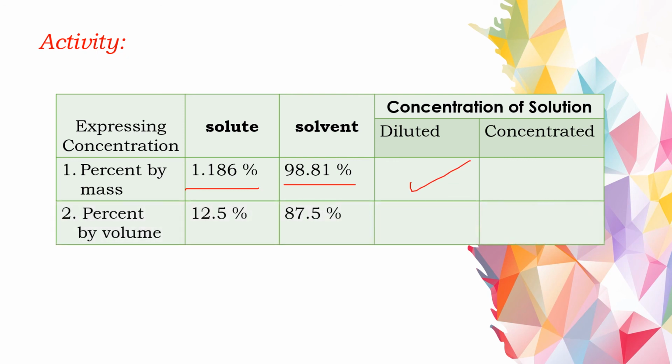How about this one? Percent by volume yung ginawa natin, kinalculate natin kanina. So yung solute natin kanina, nung kinuha natin yung percent by volume is 12.5%, while the solvent is 87.5%. Again, malaki po ba yung value ng solute compare po doon sa solvent? So, dahil mas maliit po yung value ng solute, therefore, the solution is still diluted pa rin siya.